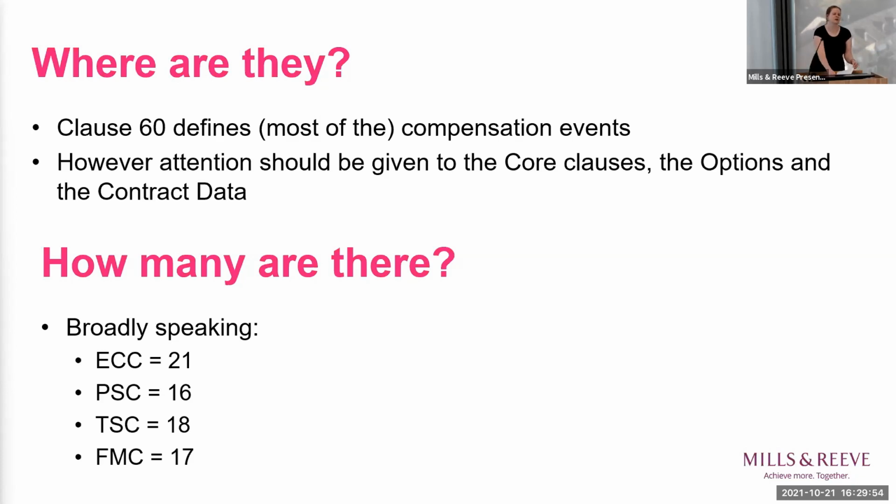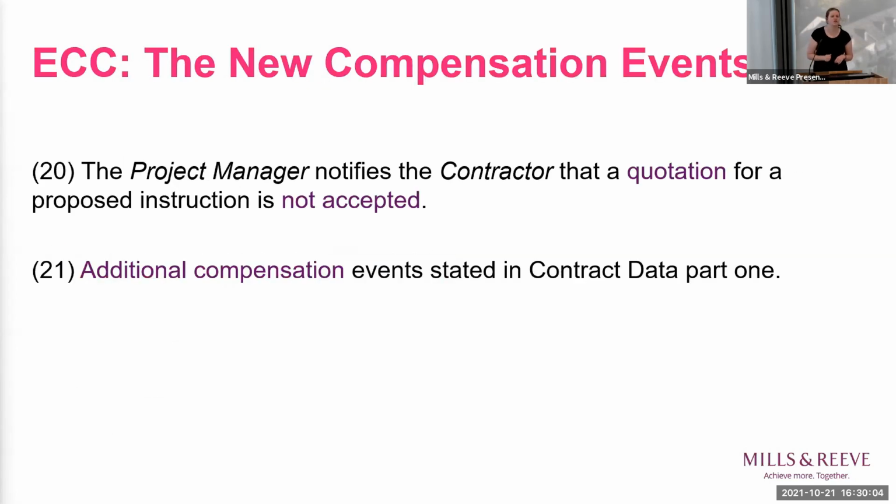So we're going to concentrate on the ECC today, and we'll have a look at the other three a little bit later. So the ECC, and there has been a slight change between NEC 3 and 4, and this is the two that you've now got. You've got the project manager notifies the contractor that a quotation for a proposed construction is not accepted, and you have the additional compensation event stated in contract data part 1. So this is where Stuart was talking earlier about making your contract bespoke for your specific project.